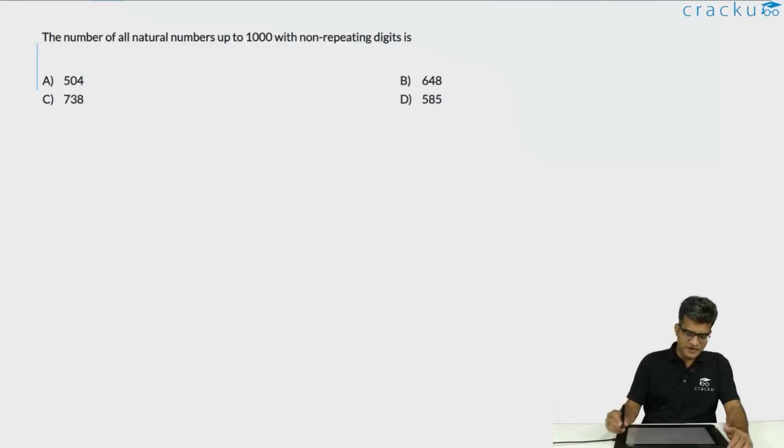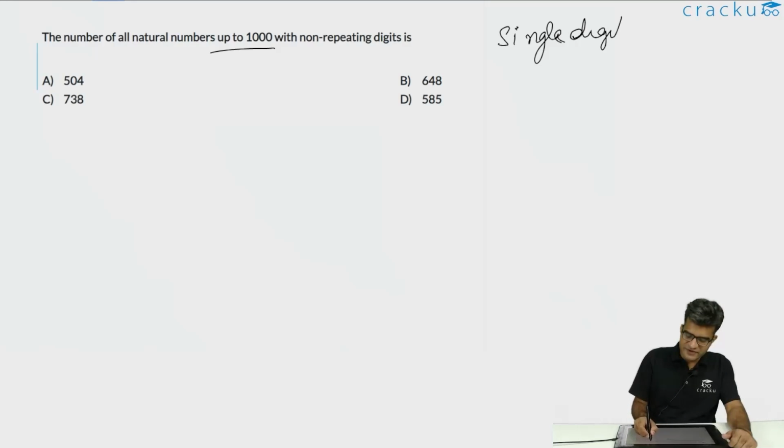In this question, we are asked to calculate the number of natural numbers up to 1000 with non-repeating digits. If you are looking at single digit natural numbers, all of them will have unique digits because there is only one digit in them, and those numbers are from 1 to 9, and so we will have 9 of them.